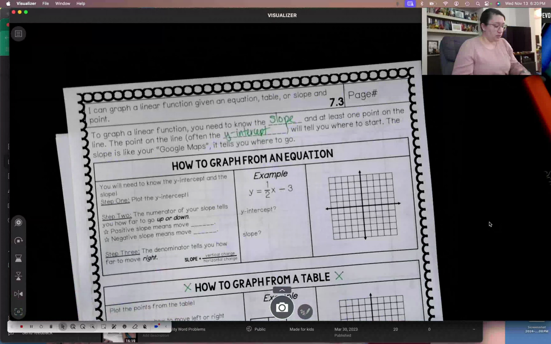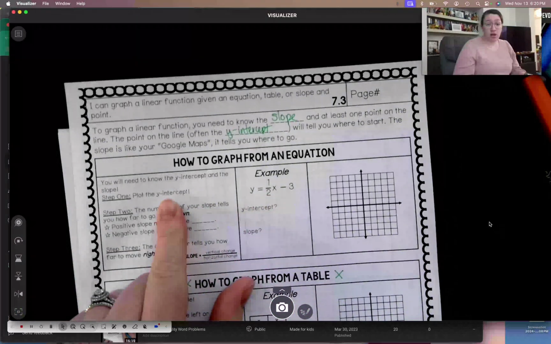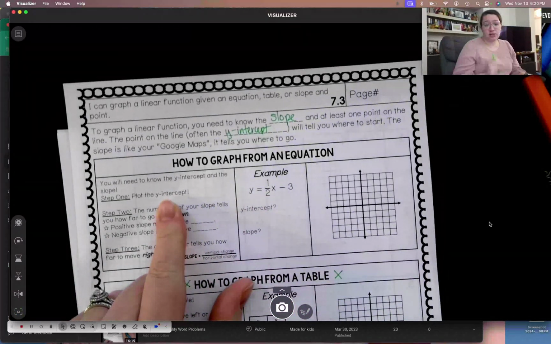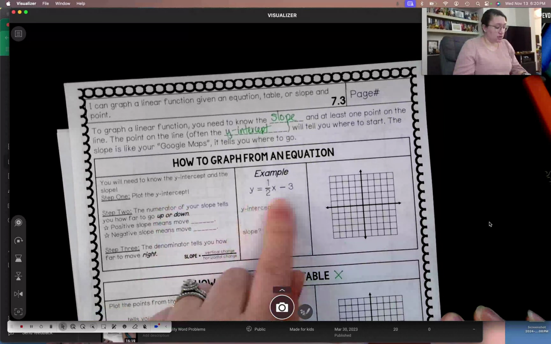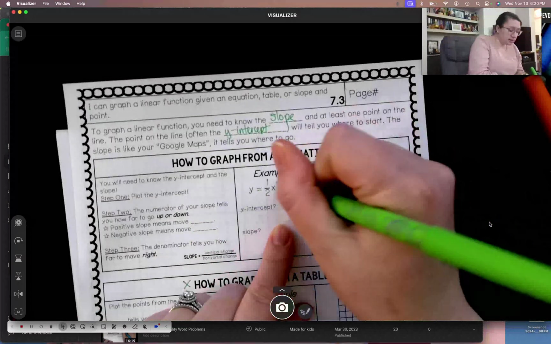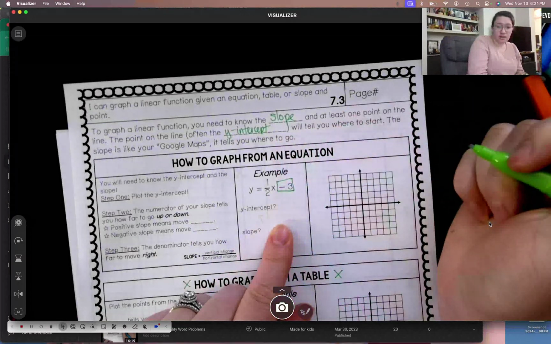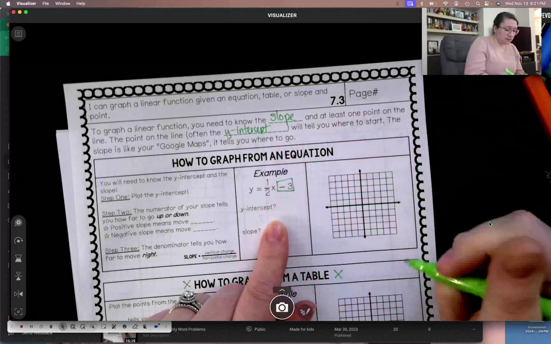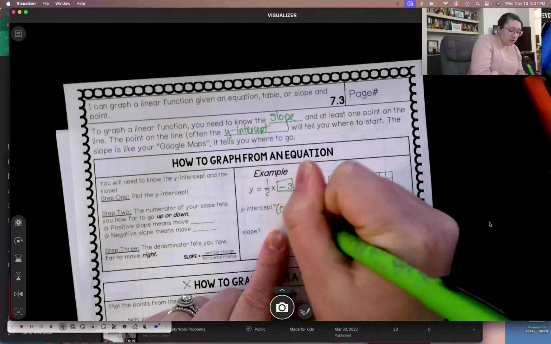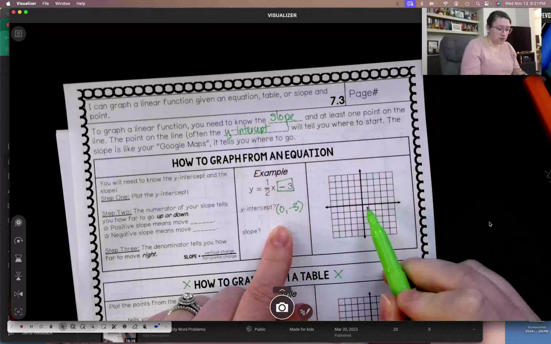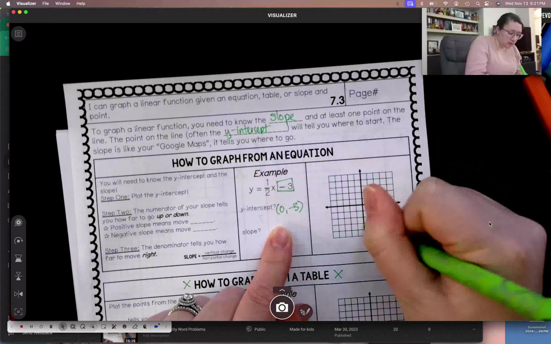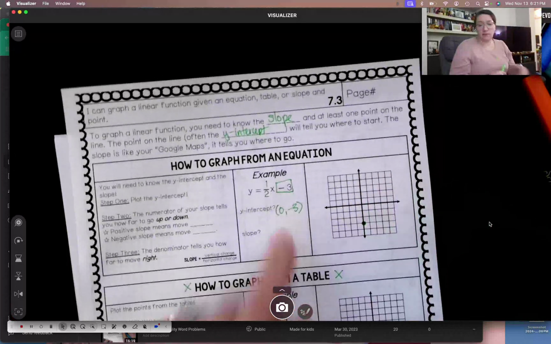So step one, when you have your equation, the first thing you do is plot your y-intercept. Again, that y-intercept is our starting point. In this equation, what part of that is our y-intercept? Yeah, it's the B on the caboose. It's the B on the end. Our y-intercept is -3, which would be the coordinate (0, -3). So I'm just going to come down here and plot my first point. That's my -3.